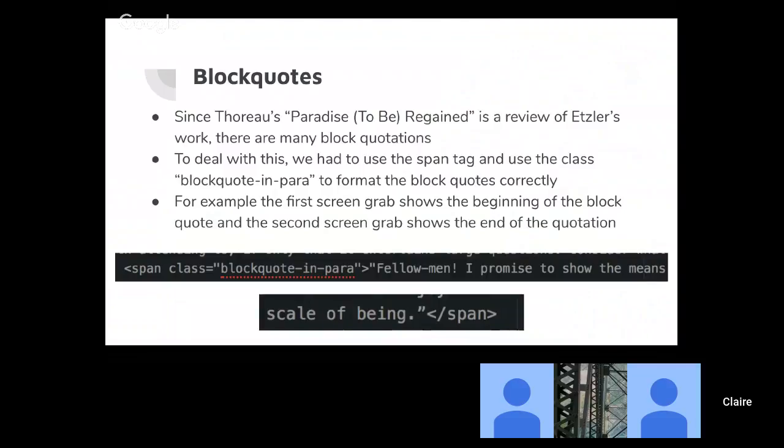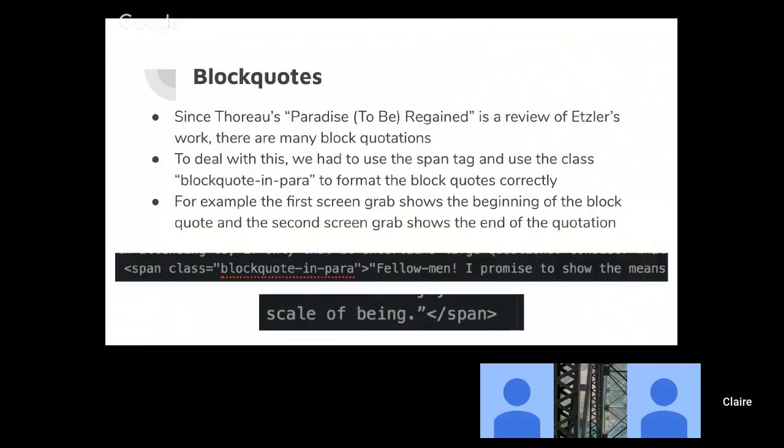So there are several block quotes wherein the quotes take on, they're like a mini paragraph within a paragraph. So I didn't know at first how I would have that come across in the code. So eventually Dr. Schack showed me how it would work. And to do that, we had to use the span tag and the span class of block quote in para. And that would allow the block quotes to be formatted within the paragraph.